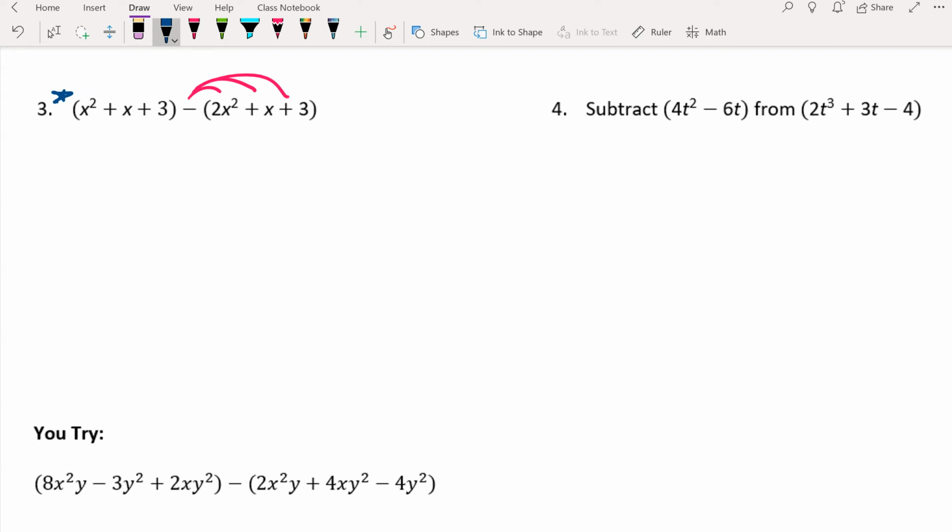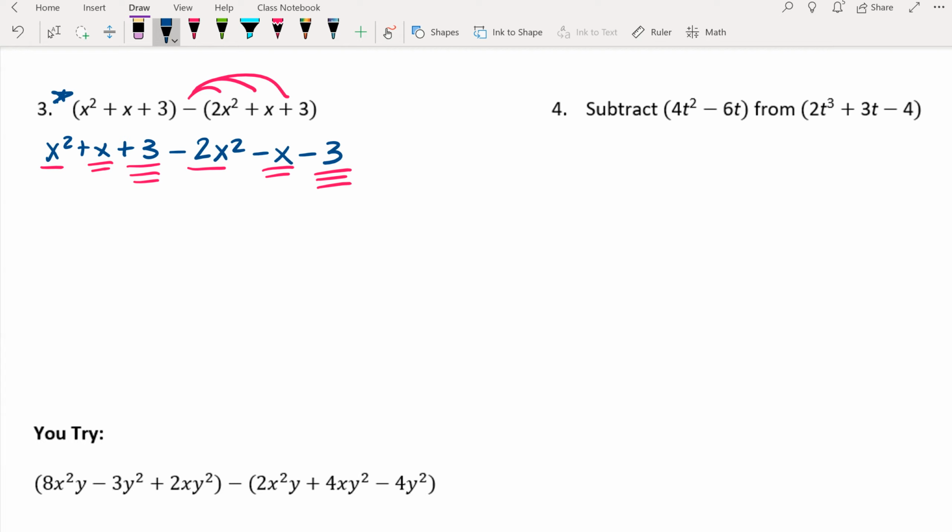This stuff does not change on the left. So we have x squared plus x plus 3. But the stuff on the right all flips. So this was positive 2x squared. Now it's negative 2x squared. It was positive x. Now it's negative x. It was positive 3. Now it's negative 3. And then we go through our normal thing of combining like terms. So I'm going to go x squared, x, a number. Ooh, we have another x squared. We have another x. We have another number. And now we combine the things with the same like underlines.